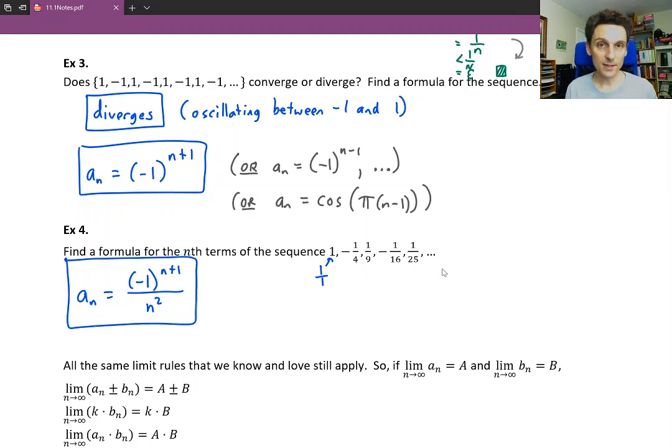Now each sequence is different. They're going to have their own patterns, and they might take a little bit of work to find those patterns. But it's really good to practice finding these formulas so you can get a sense of what the patterns are like.